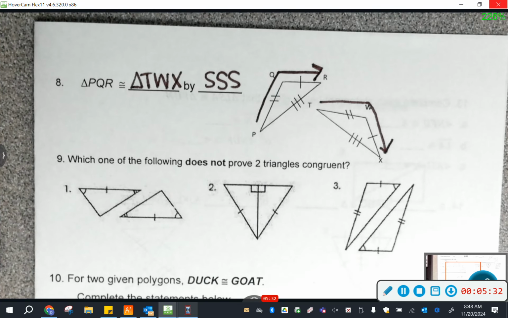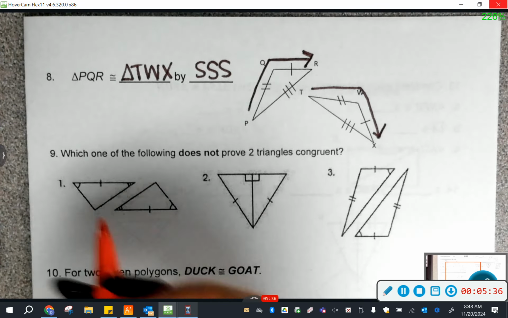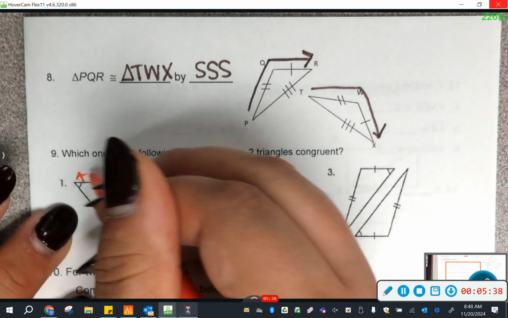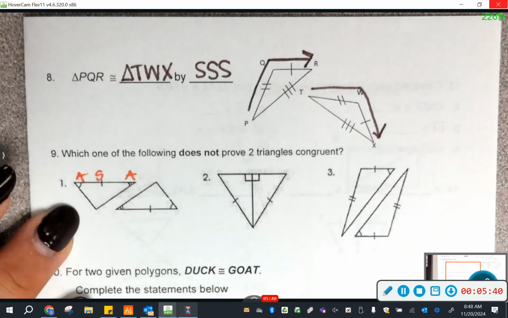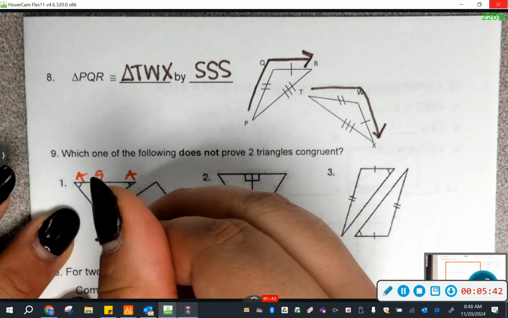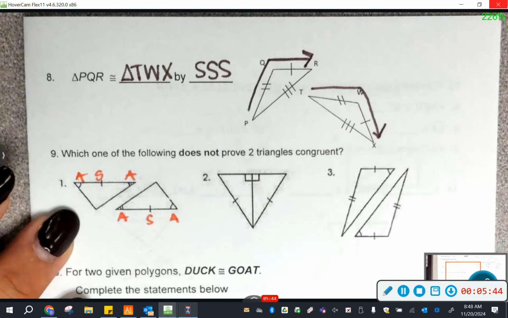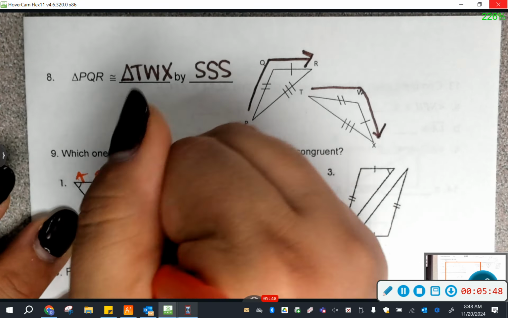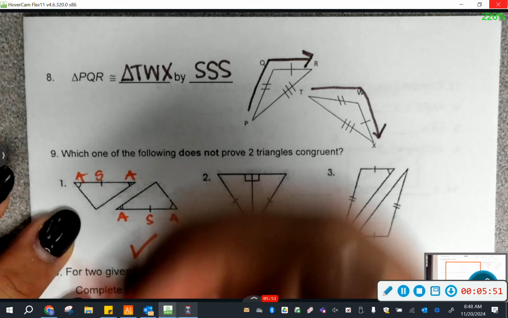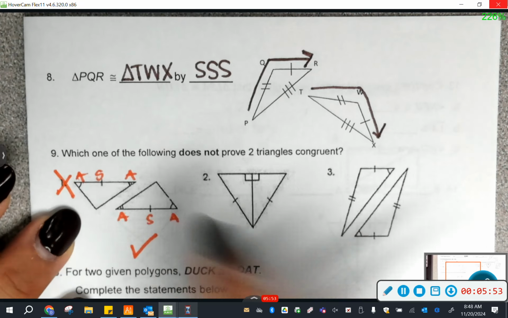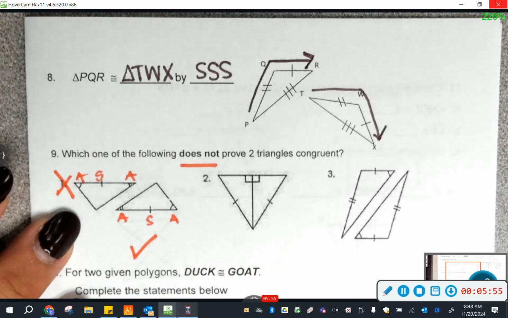Which of the following does not prove two triangles are congruent? Do y'all agree I have an angle, a side, and an angle here? Do you agree I also have an angle, side, angle? Is angle, side, angle congruent or not congruent? Congruent. So that's a good answer. I'm going to mark it wrong because this one wants does not.